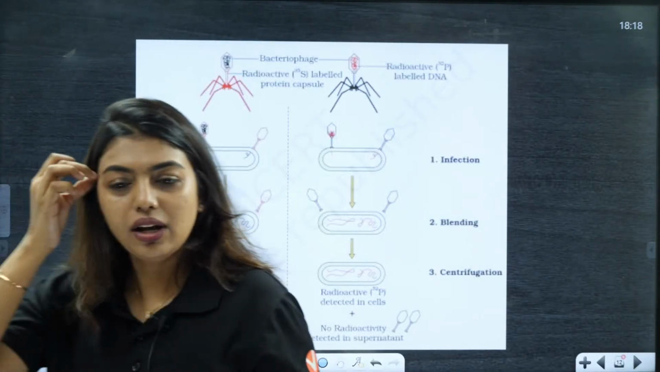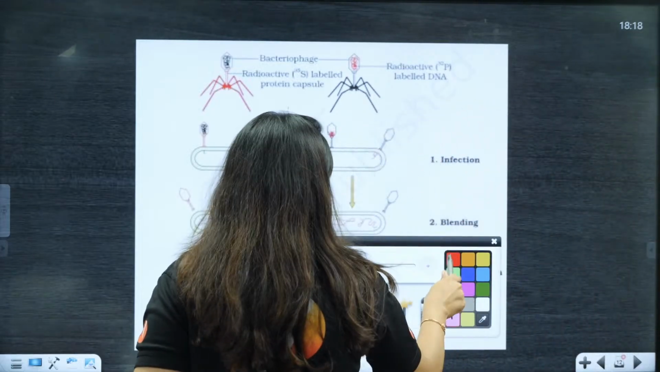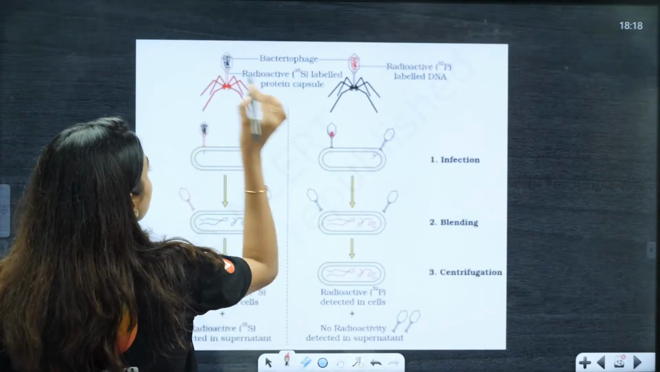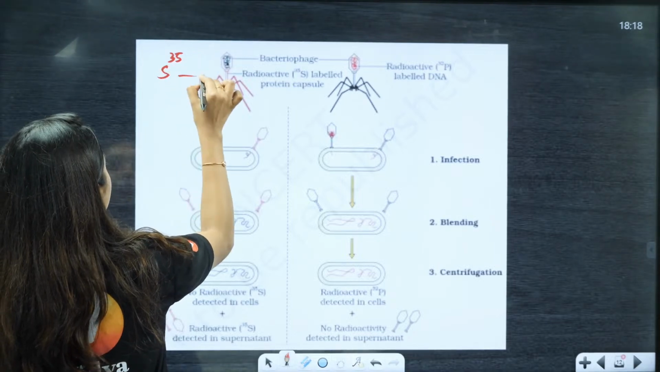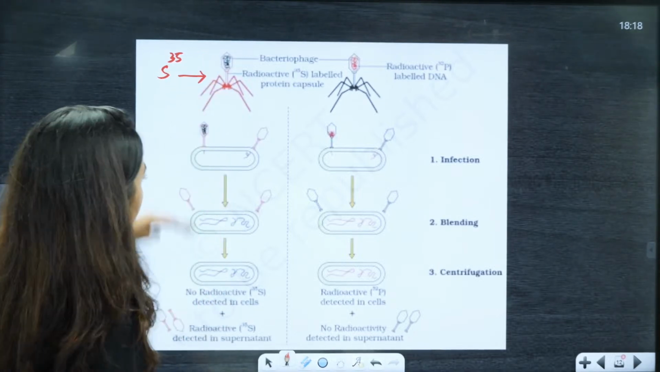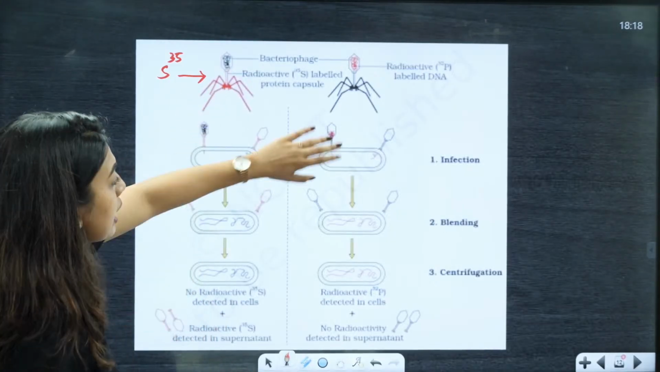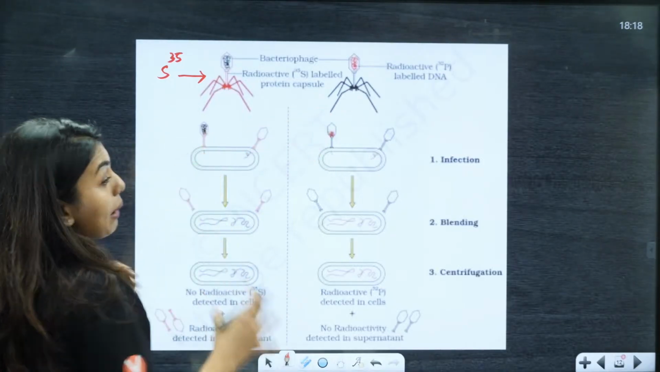Okay. Now, look here. The bacteriophage is on this side. Can you see the bacteriophage? Radioactive S35 labeled protein capsule. So I used S35 and labeled the protein. Now, this side, whatever is happening with the radioactively labeled protein is happening. This side, whatever is happening with DNA is happening.